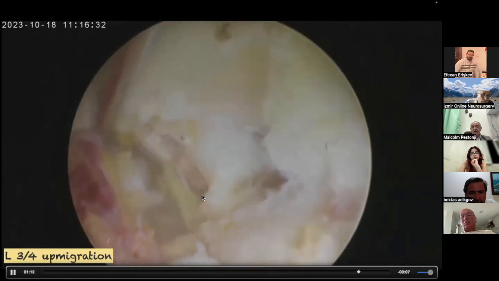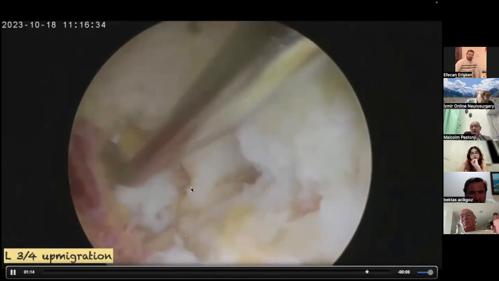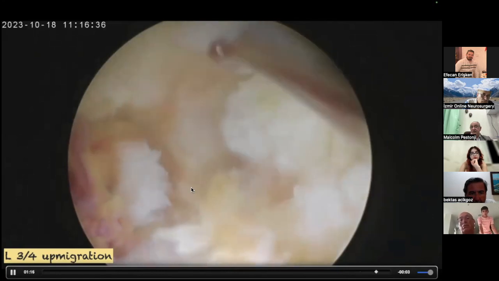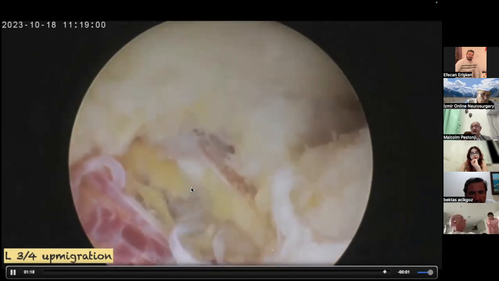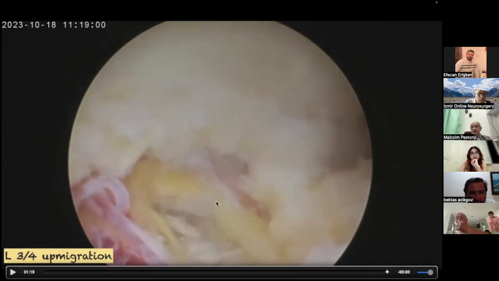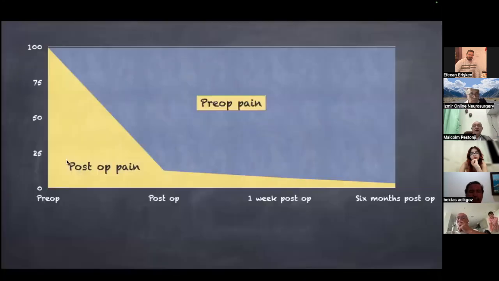But you can even see the traversing root now. The root has come down. In the previous video, the first video, you could not see the traversing root. Here you can see the traversing root. You can see the full axilla. Pre-op pain, post-op pain, usual 6 months follow-up, everything fine.